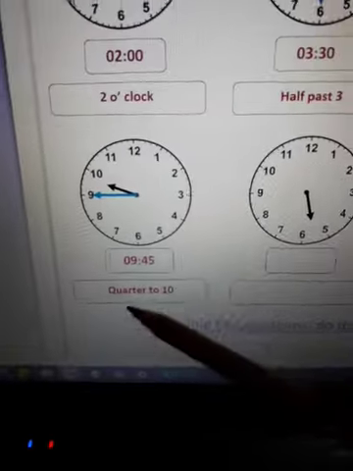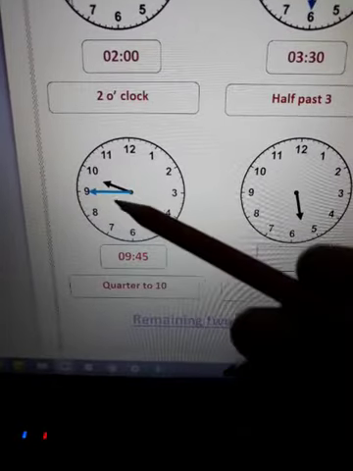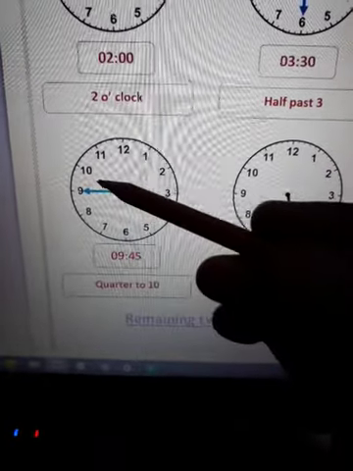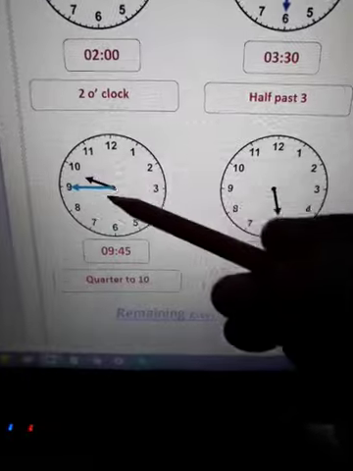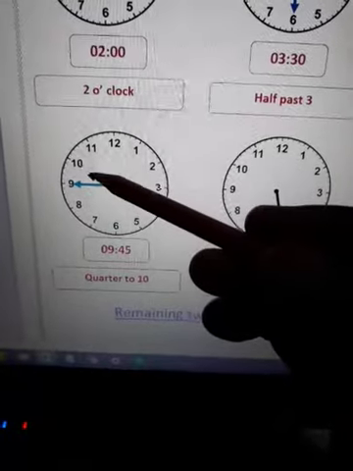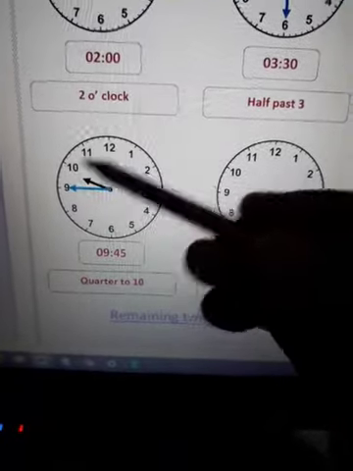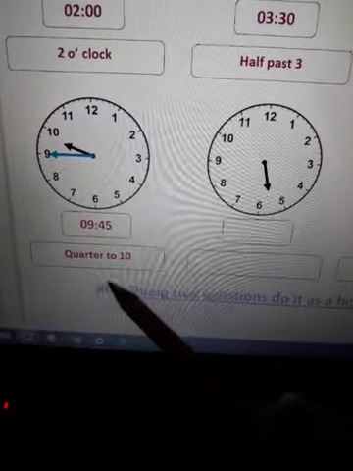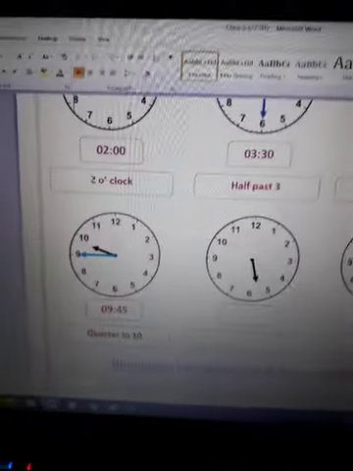Now look at this question. Now it is 9:45. Why? Because the hour hand is nearest to the 10. It has not crossed 10 and is not exactly at 10. It is nearest to the 10, which means after 15 minutes it is going to be 10 o'clock. That means it is quarter to 10. Quarter to 10.